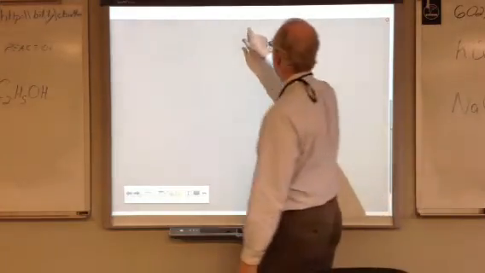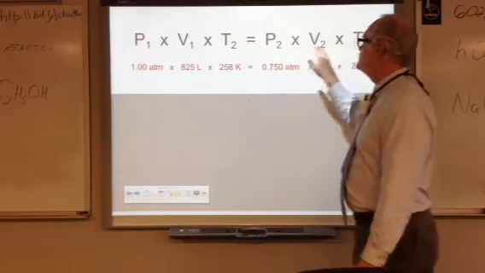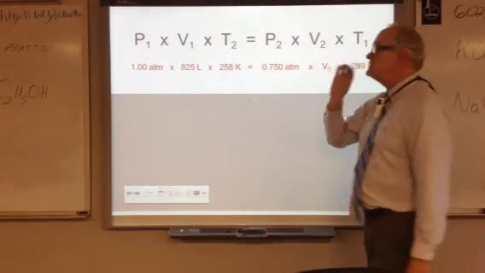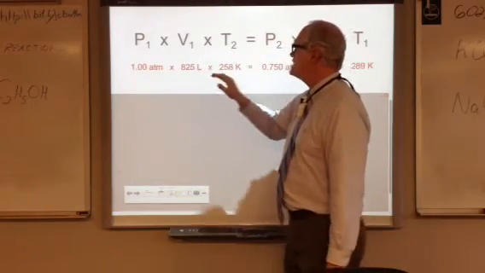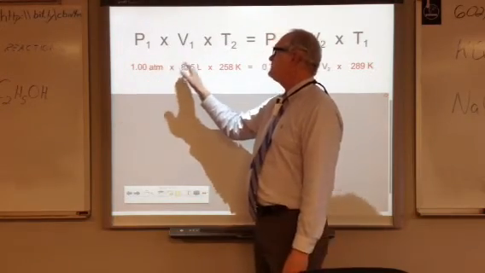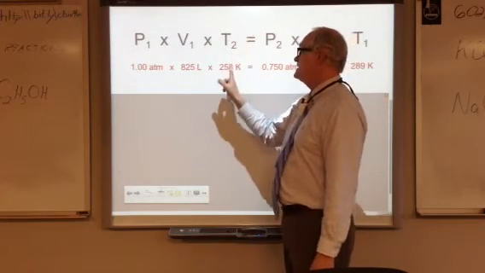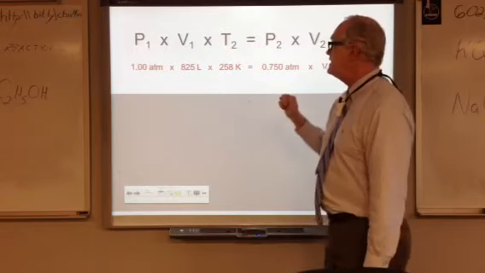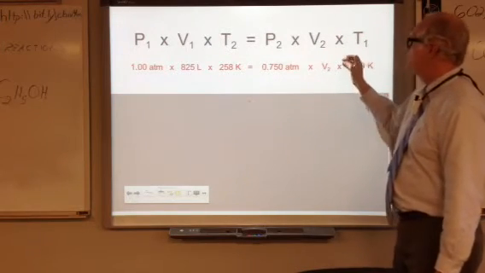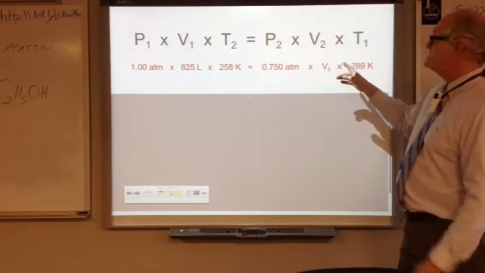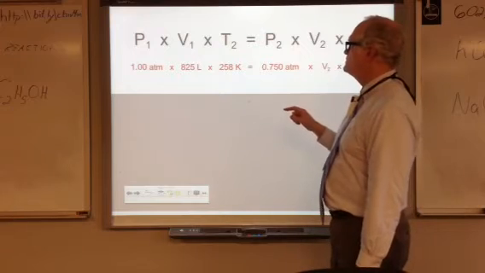So let's see what our combined gas law is. There it is right here. We're going to use the multiplication version of this law and we're going to substitute our data into this equation. Pressure 1 was 1 atmosphere, the original volume 825 liters, the second temperature 258 Kelvin. The second pressure was 0.75 atmospheres. We don't know volume 2, that's our unknown, and 289 Kelvin was our original temperature.